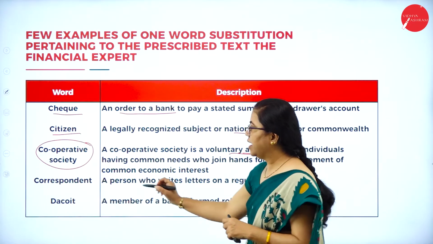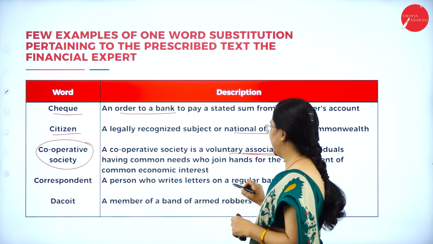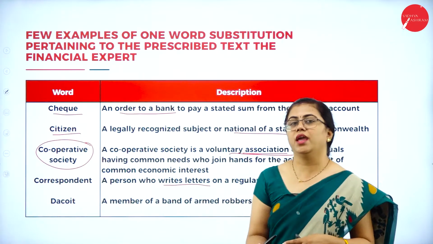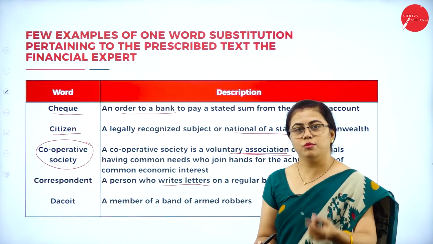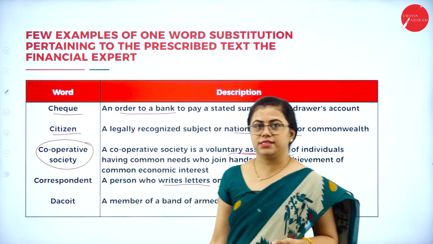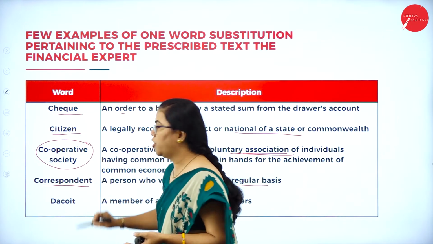Then we have this word: the person who writes letters on a regular basis. So this is something corresponding, like correspondence or communication. Writing letters on a regular basis, that person is called a correspondent.